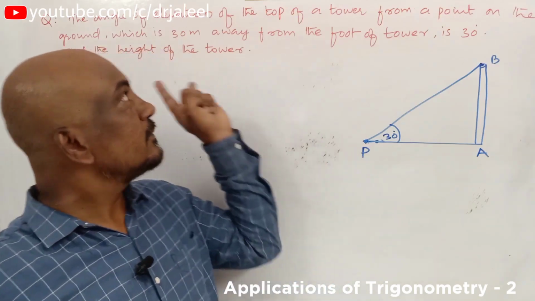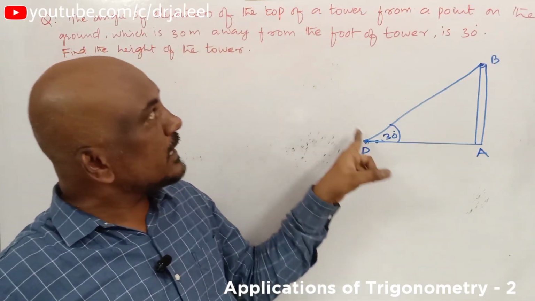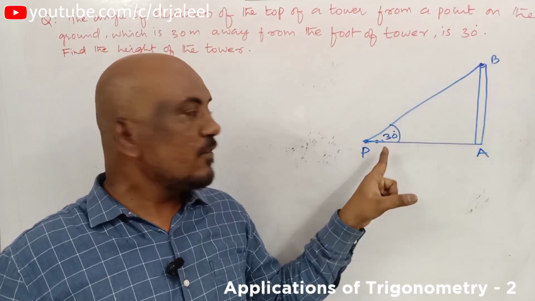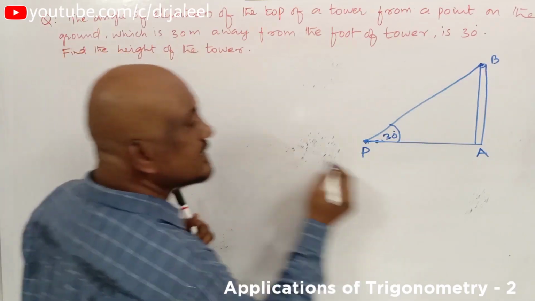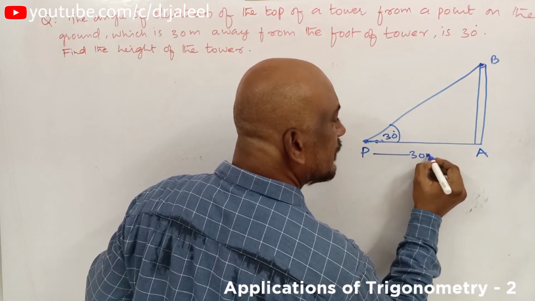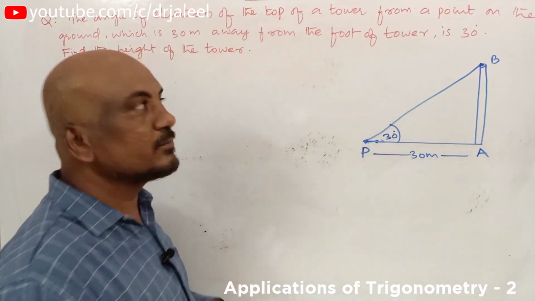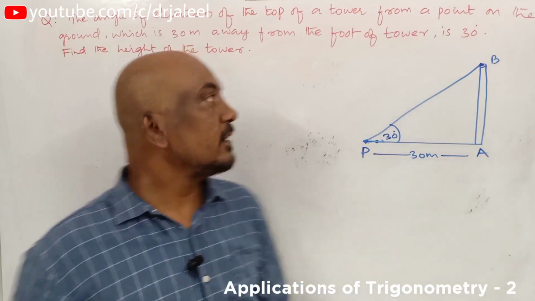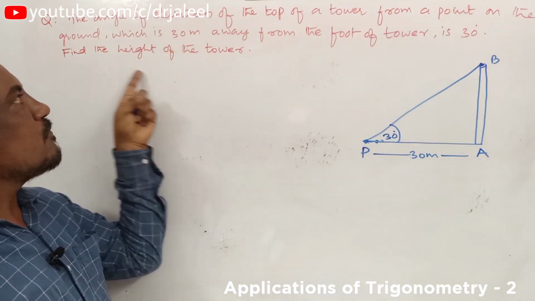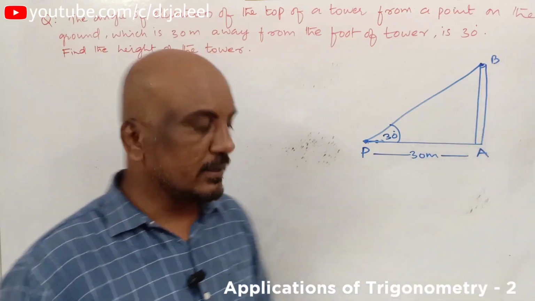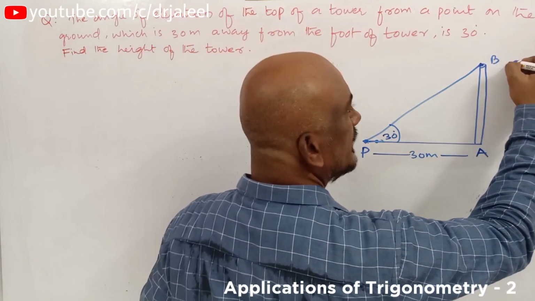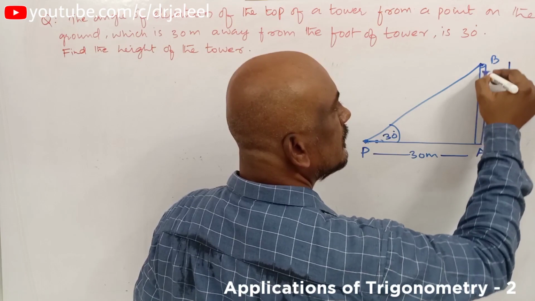Once again we will read. What is it saying? The angle of elevation of the top of the tower from a point is 30 degrees, which is how many meters? 30 meters away from the foot of the tower. Till this we are clear. What's the next point he's saying? Find the height of the tower. He's asking us to find the height of this tower. So we need to find this one, this tower.